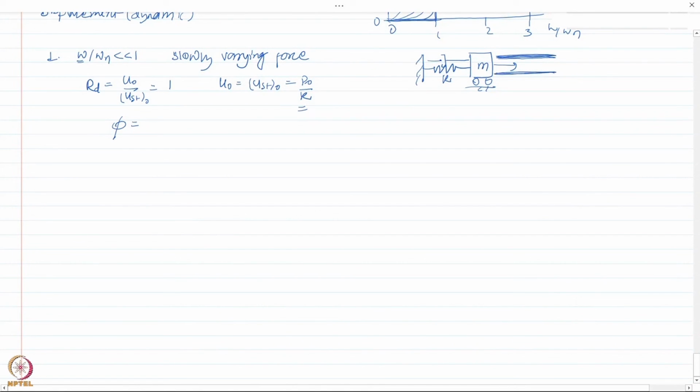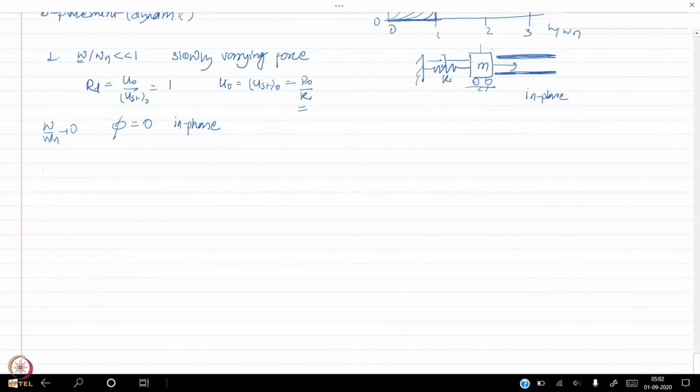Okay, your system would move in tandem to the applied load. So those would be in phase if you apply the load very slowly. What happens? Even from the expression, when you set omega by omega n equal to 0, phi actually becomes 0. So those are in phase. You can also see that if you apply the load very slowly, the mass would move in tandem with the applied force. So these quantities are in phase.